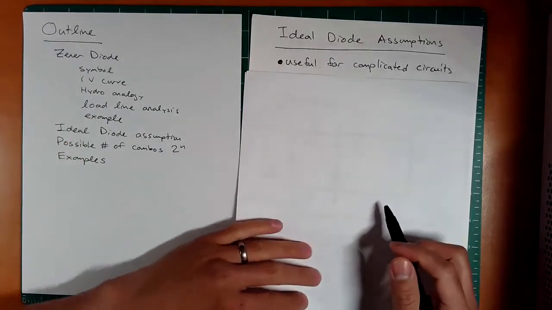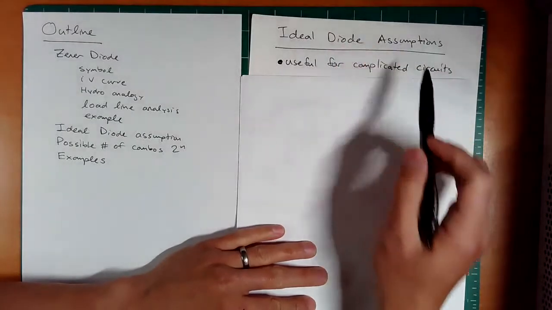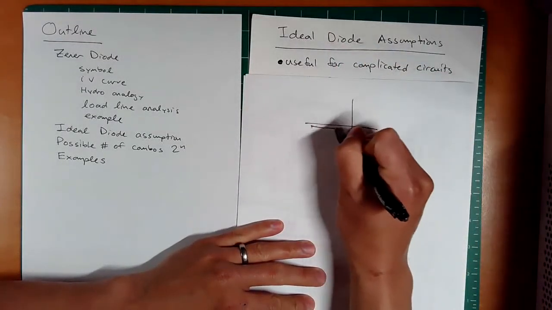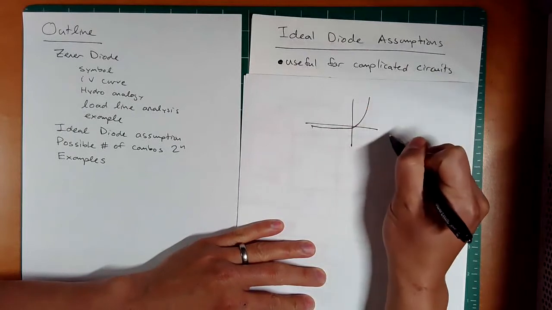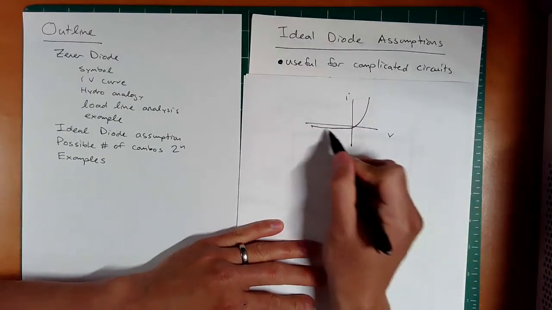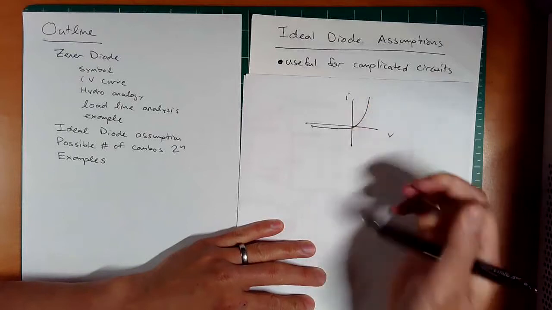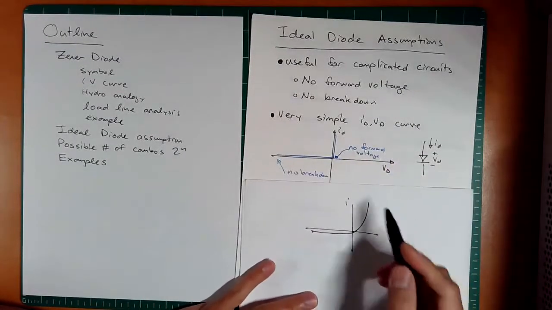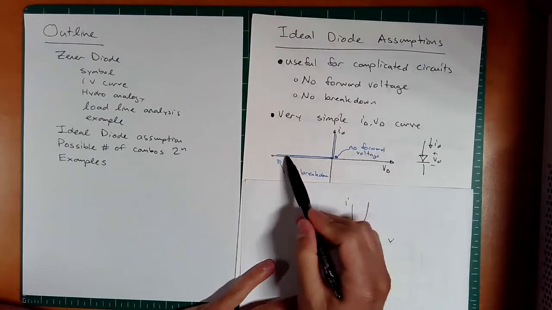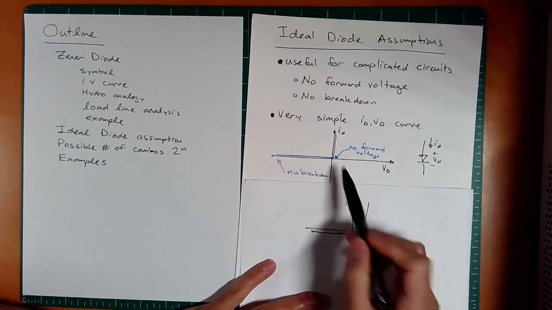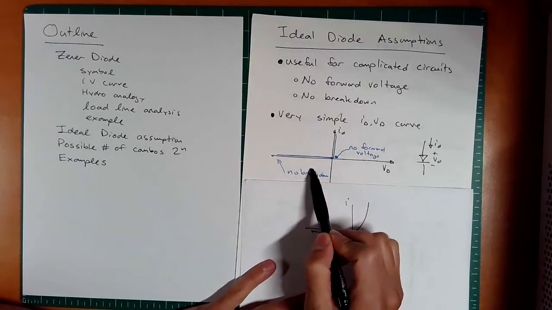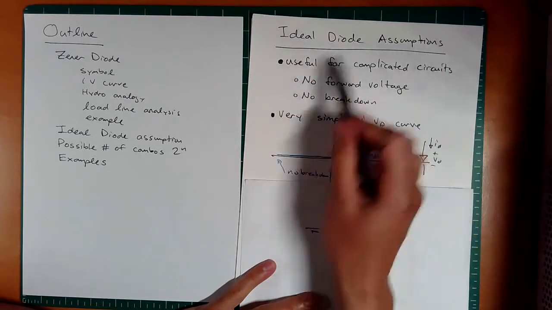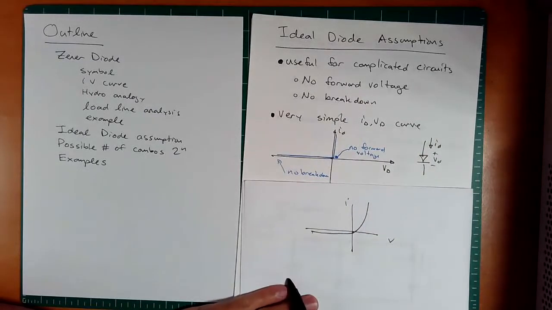All right. So the ideal diode assumption. If you recall from our previous lecture, we had something like this for the IV curve, right? So we had voltage and current. After a certain amount of forward voltage, you get current. Well, in the ideal diode assumption, we're going to assume that there's no forward voltage. You just have this straight vertical line, right? So it's either on or off. So no forward voltage, no breakdown. This is going to be your ideal diode assumption. So you don't get any breakdown here.